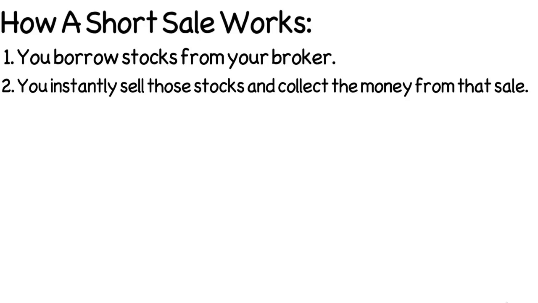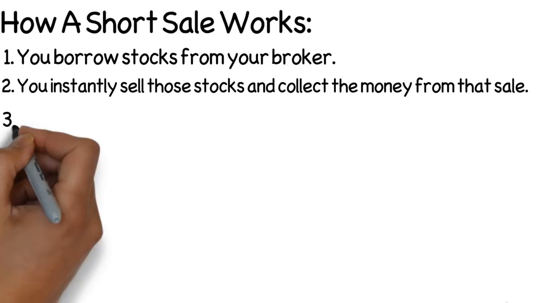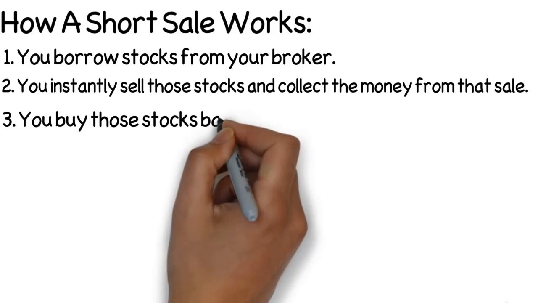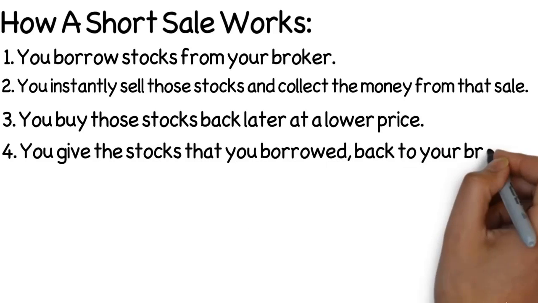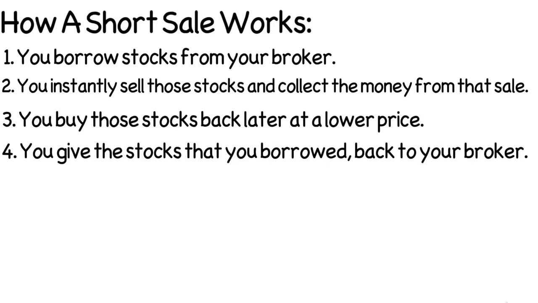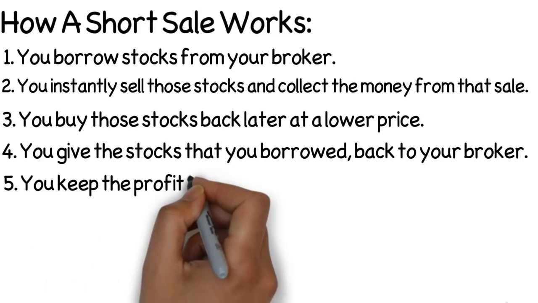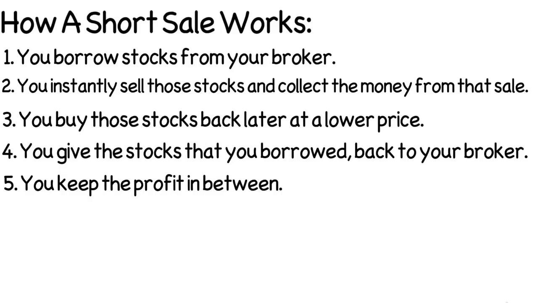So with that money that you got, you reach the third step. You buy those stocks back later at a lower price. So now that you bought them back at a lower price, you can then give them back to your broker so that y'all can get even and square up. Now, the second that you buy them back at a lower price, that means that you profited in between that margin right there. Because if it's a lower price, it's going to cost you less than what you got when you first sold them. And I know it's kind of confusing at first. Trust me, it took me like a month and a half to finally get it.